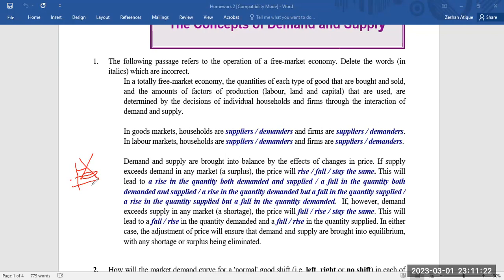If, however, demand exceeds supply in a shortage, the price will not fall, rather the price will rise. Consumers will bid prices up because they want to buy the goods, but there is a shortage of the goods. So what happens? The price rises, the quantity demanded falls, and the quantity supplied rises. This is the mechanism through which demand and supply equate when they are not initially in equilibrium.